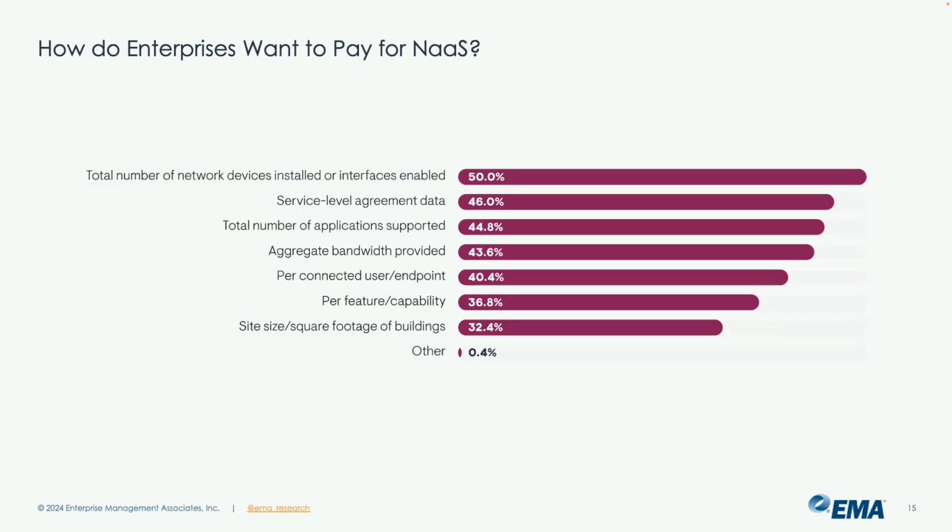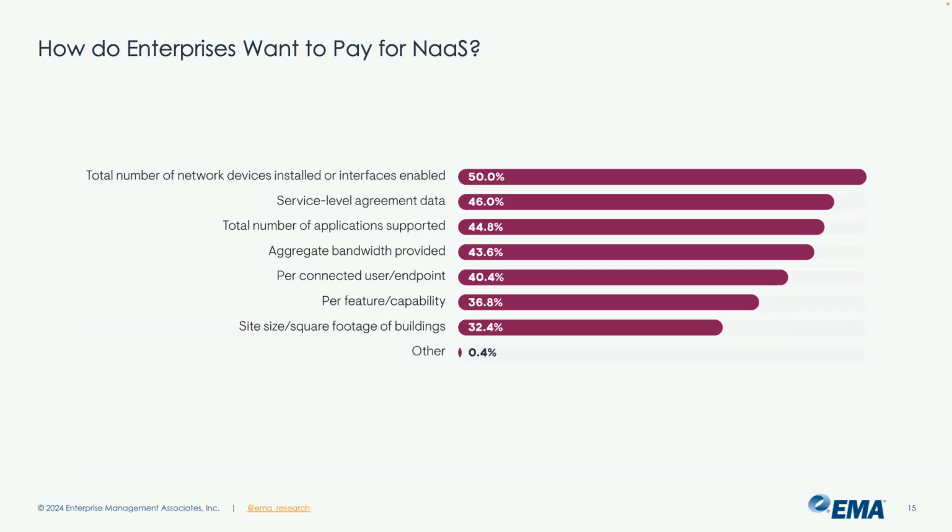Like how many applications are going to be supported on this data center network that you're consuming as a service, or cloud network that you're consuming as a service. Aggregate bandwidth provided, like total bandwidth offered by the solution, whether that's a WAN network or a campus network, that's something they're thinking of. And then per connected user endpoint.